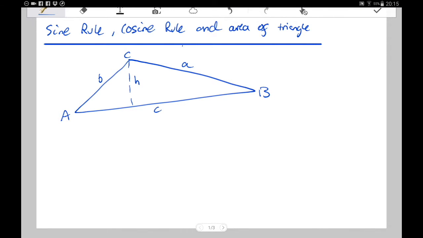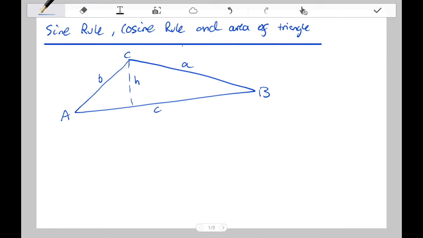Welcome to my video. My video tutorial is on the sine rule, the cosine rule, and finding the area of a triangle. In this video we're going to do the proofs for the sine rule, cosine rule and triangle area, and then in a separate video we're going to have a look at how we use that in a few examples so we can get the hang of it.